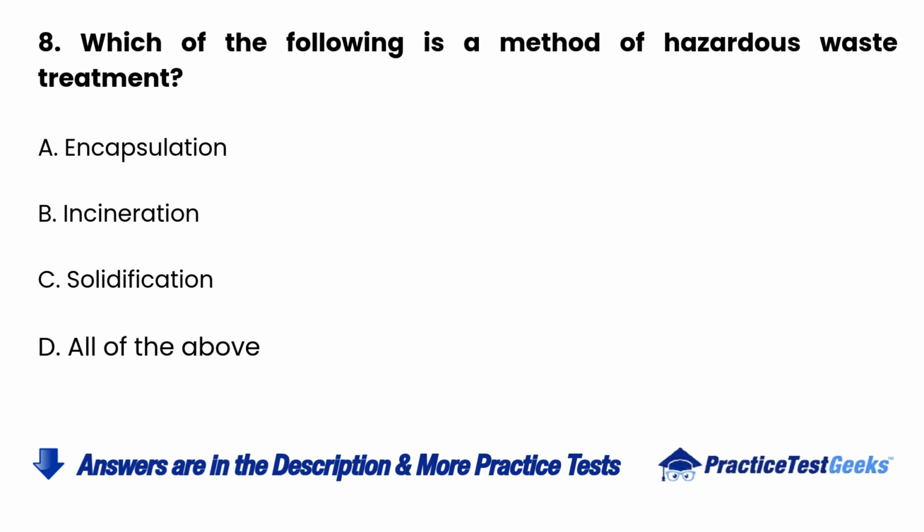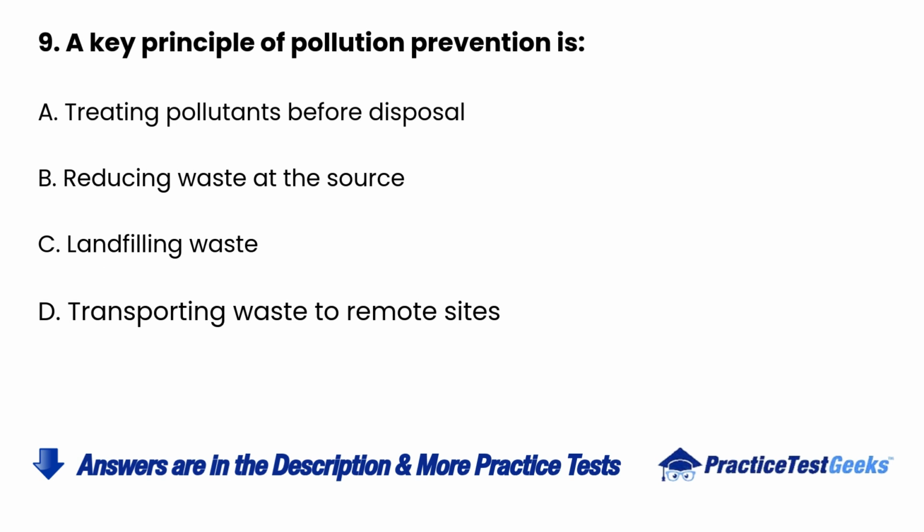8. Which of the following is a method of hazardous waste treatment? A. Encapsulation. B. Incineration. C. Solidification. D. All of the above. 9. A key principle of pollution prevention is: A. Treating pollutants before disposal. B. Reducing waste at the source. C. Landfilling waste. D. Transporting waste to remote sites.